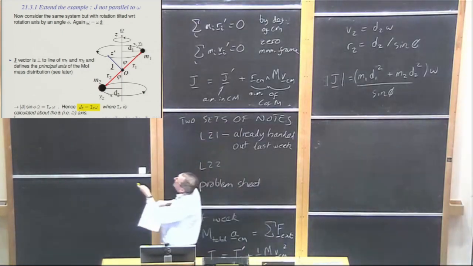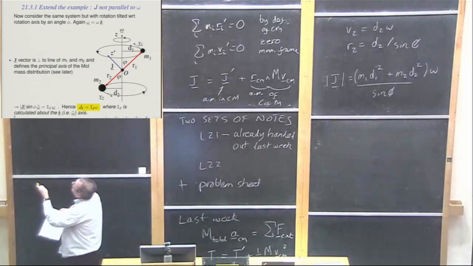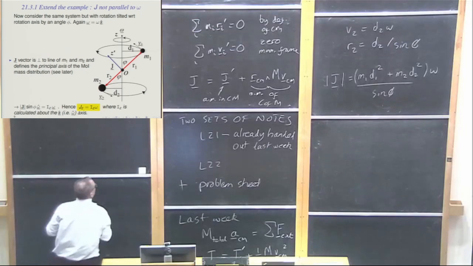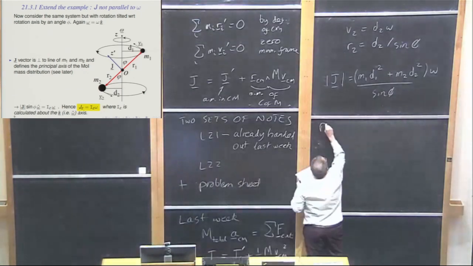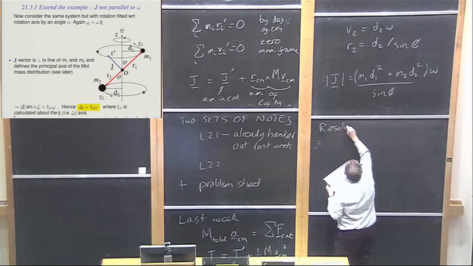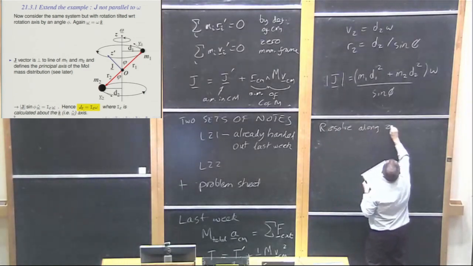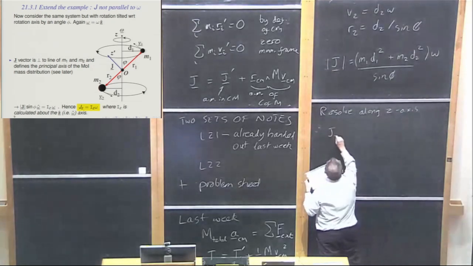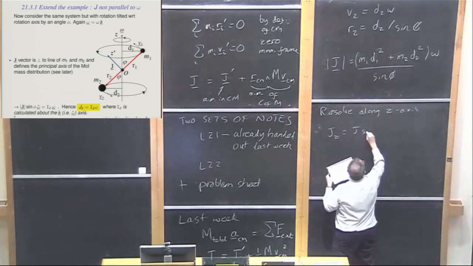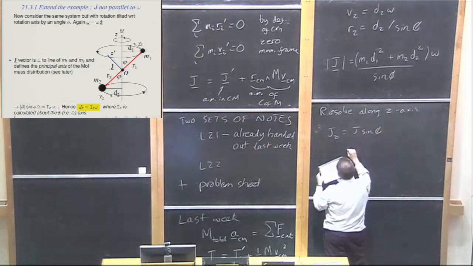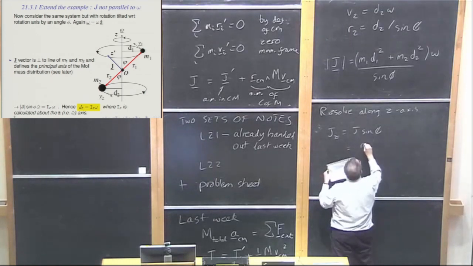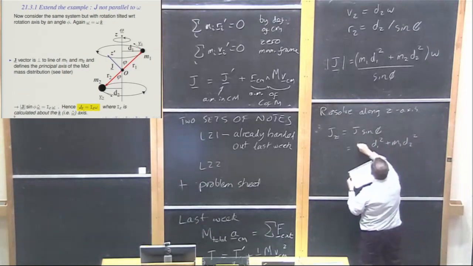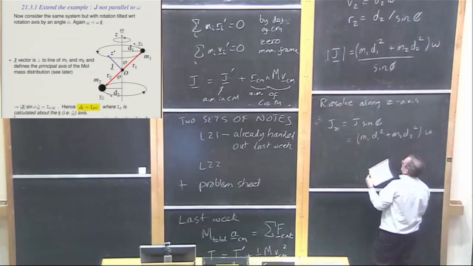And J, to reiterate, is pointing in this direction. But since it's a vector, we can imagine resolving it along the z-axis. We resolve along the z-axis, and we see that Jz is going to be J times sine phi, which is given by just M1 D1 squared plus M2 D2 squared, times omega.